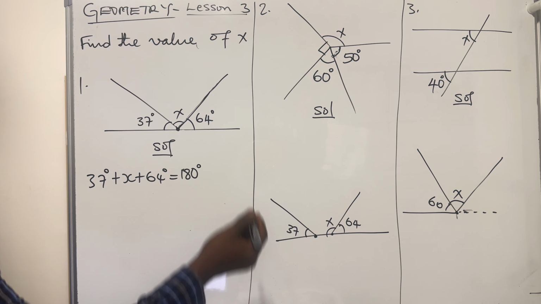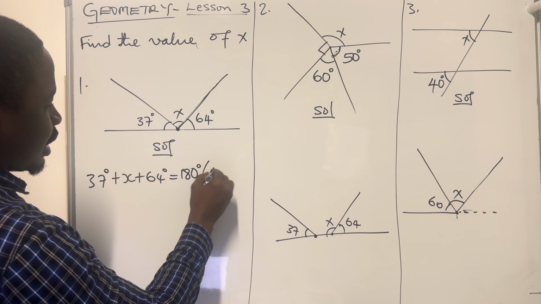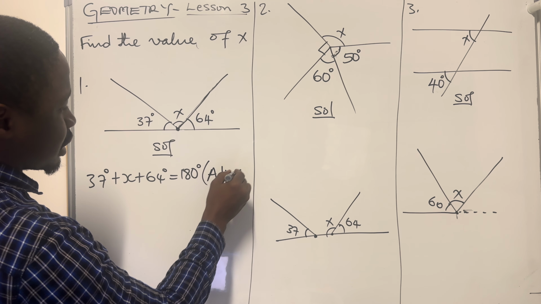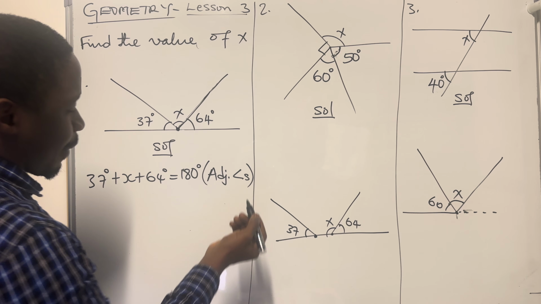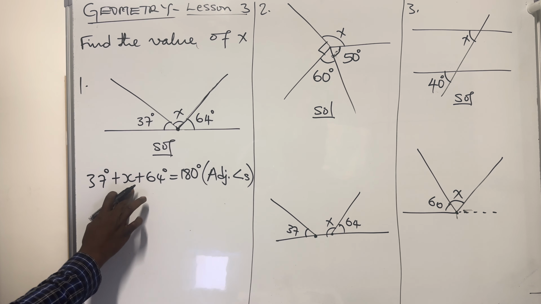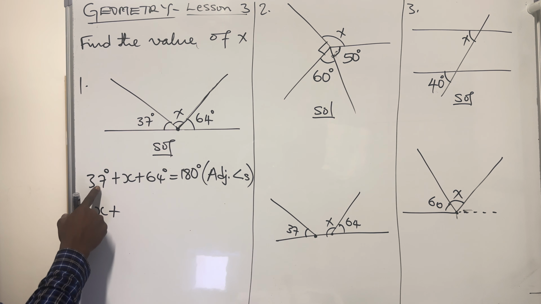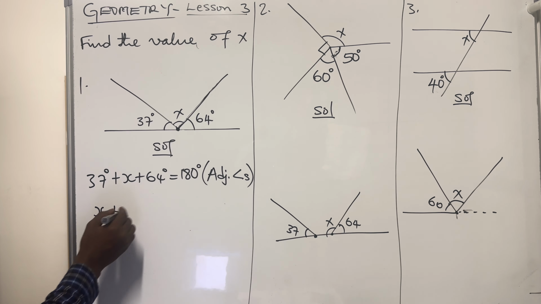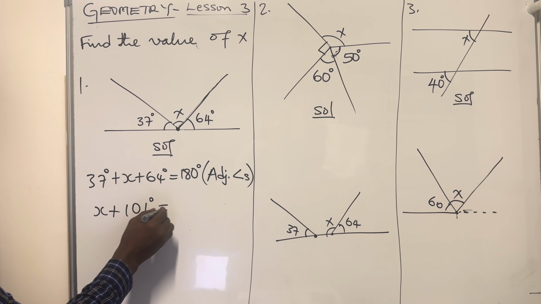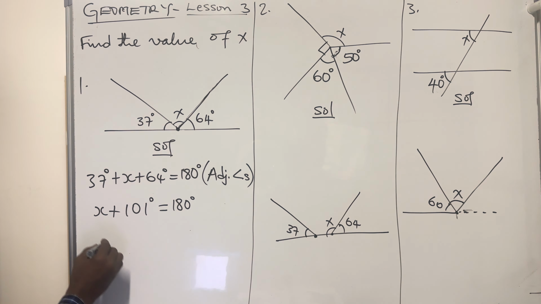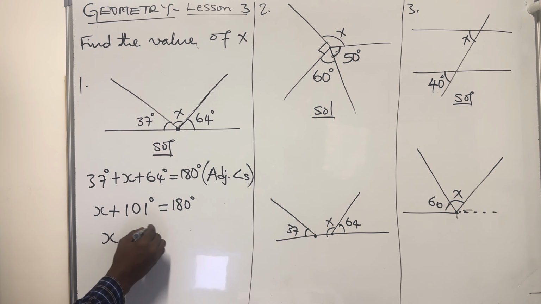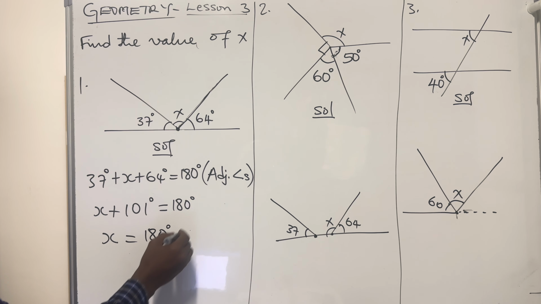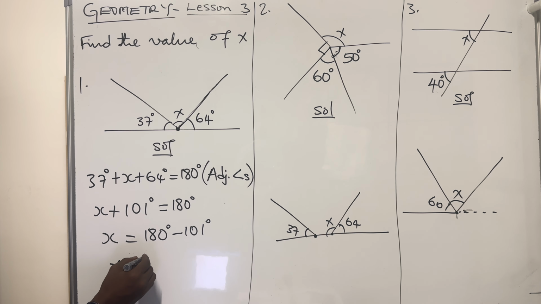Okay, so what is the reason here? We can say these are adjacent angles on a straight line. That is the reason. So now we say x plus 37 plus 64, 101, is 180 degrees. So x is equal to 180 degrees minus 101. We move this to the other side. So x is equal to 79 degrees.